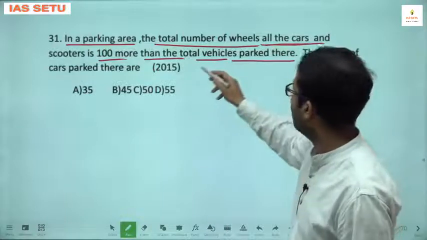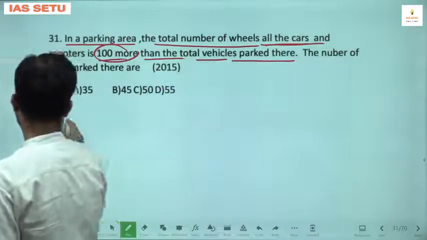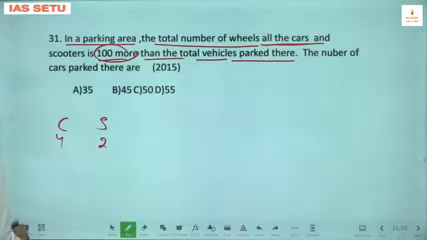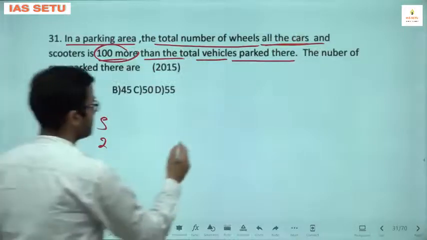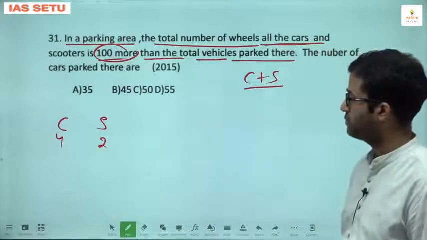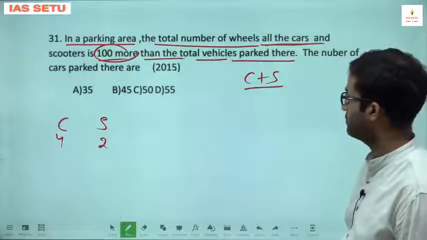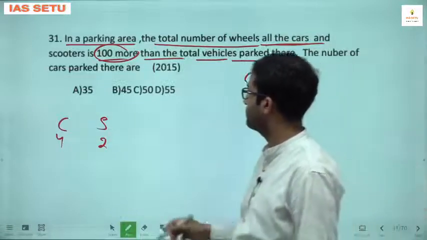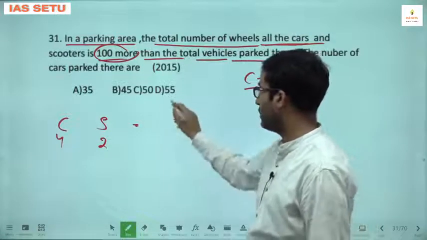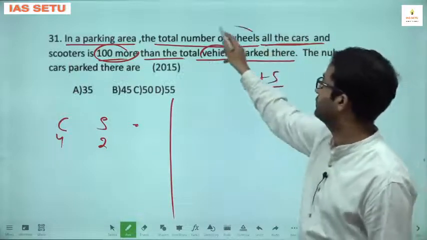Now here, the total number of wheels of all the cars and scooters is 100 more than... So car and scooter: scooter has 2 wheels, car has 4 wheels. Total vehicles are car plus scooter. So we make the equation in terms of the number of wheels.